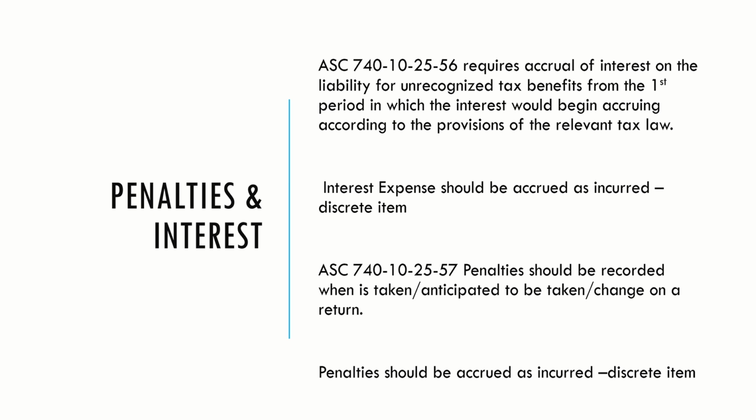ASC 740 also indicates that a penalty should be recorded when a tax position giving rise to a penalty is taken or anticipated to be taken on a tax return, or when the entity's judgment about whether the position gave rise to a penalty changes. That means penalty should also be accrued as incurred and should be excluded from the estimated annual ETR calculation.